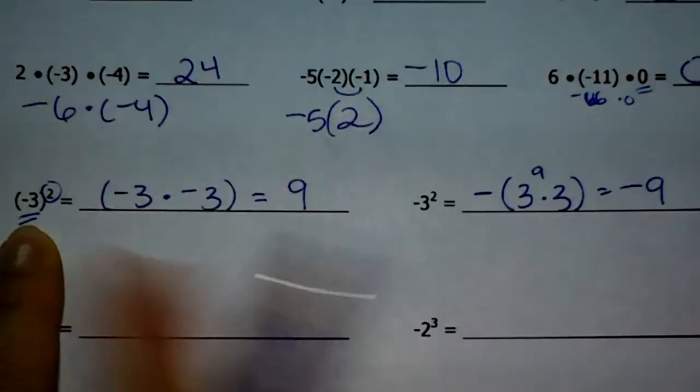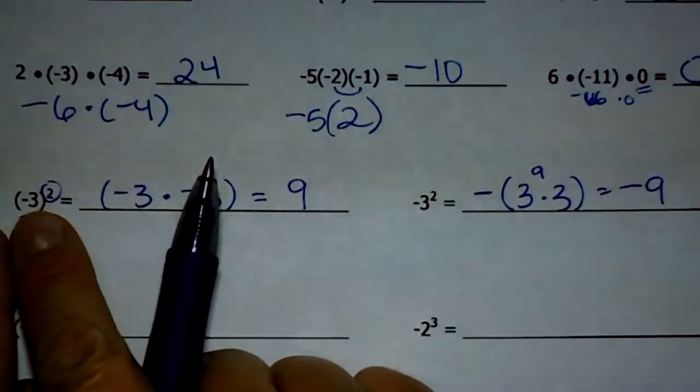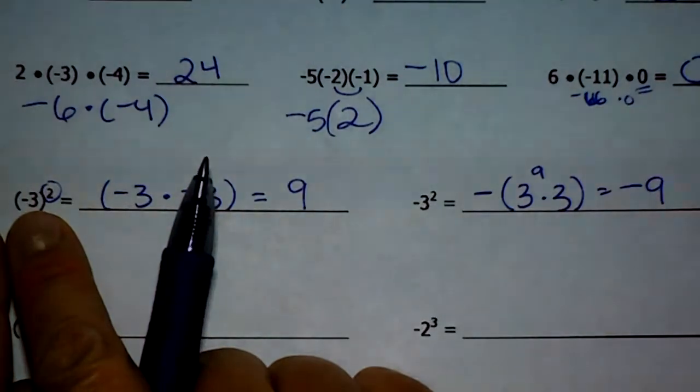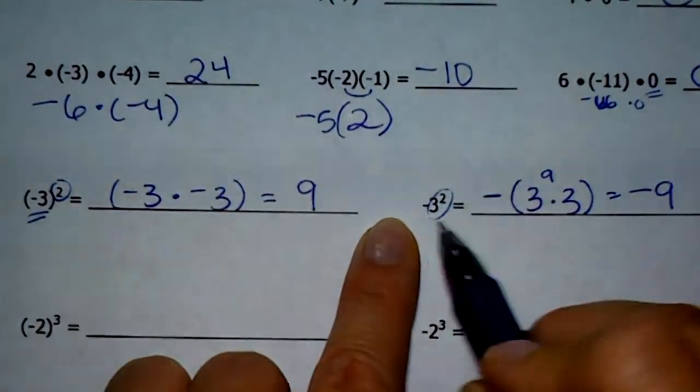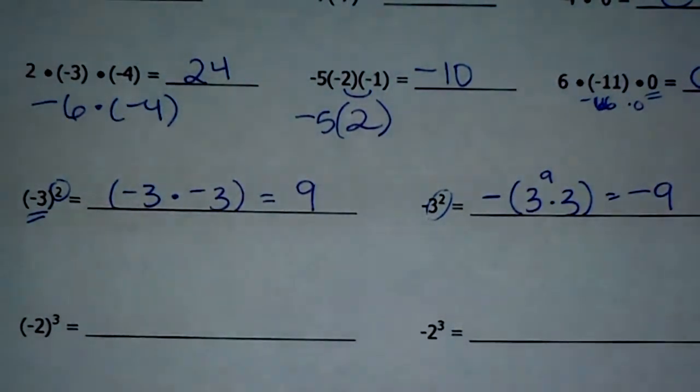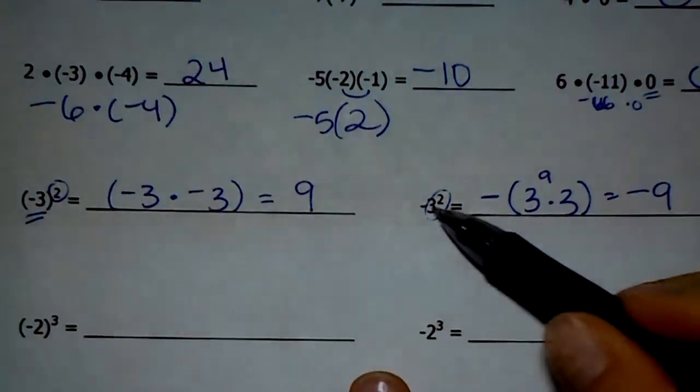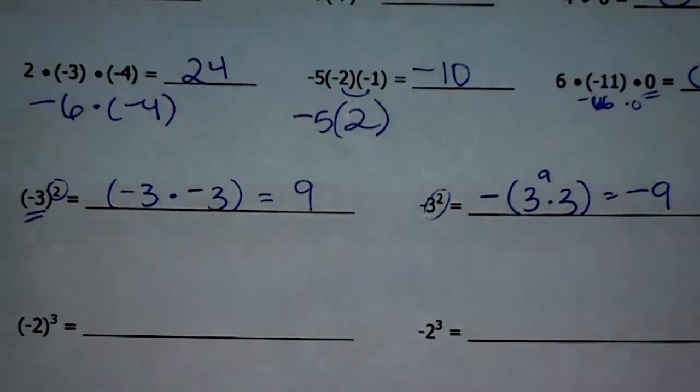These are different. This means I want to repeatedly multiply a negative 3, and I'm putting parentheses around it to keep it that way. This means I'm going to do 3 squared first and then take the opposite of it. So just remember that the parentheses keep the negative with it. No parentheses means take the opposite of whatever you get.